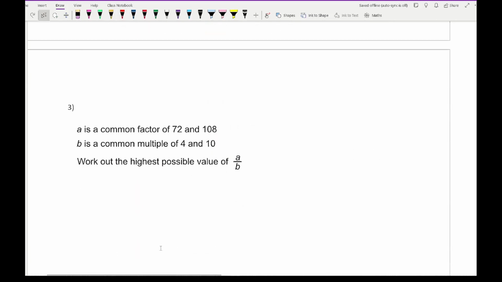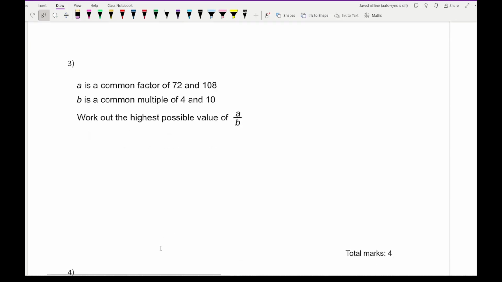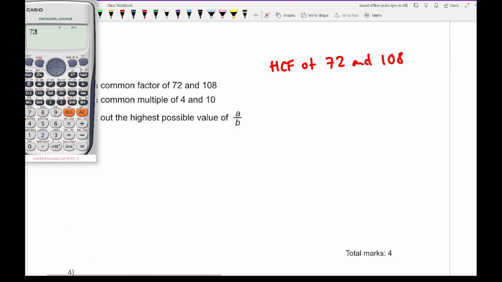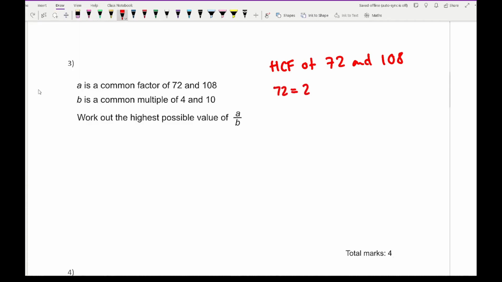Moving on to question 3, it says A is a common factor of 72 and 108, and B is a common multiple of 4 and 10. It says work out the highest possible value of A over B. So first of all, let's look at the highest common factor of 72 and 108. One way of doing this is to convert each of the numbers into a product of its primes. If I type in 72, press equals, shift, fact, it comes up with 2 cubed times 3 squared. So 72 is 2 cubed times 3 squared.